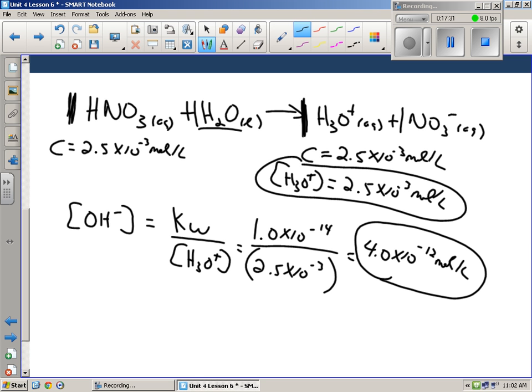There's your hydronium ion concentration. You can see 4 times 10 to the negative 12, quite low, obviously. Okay, but we basically spiked up the H3O plus concentration by adding acid to this solution here, to this water.